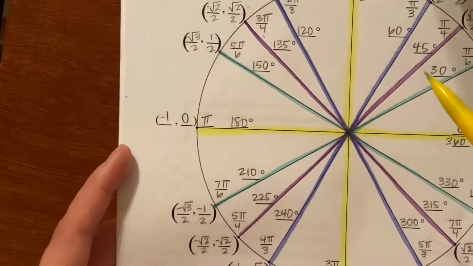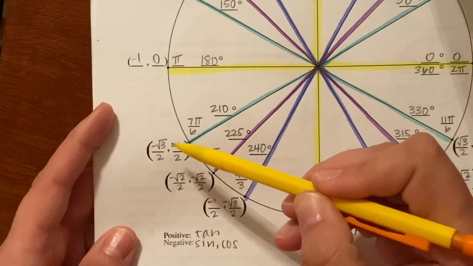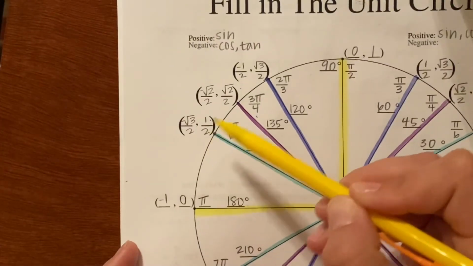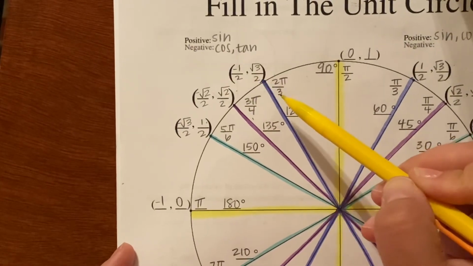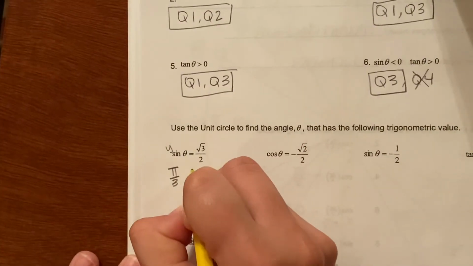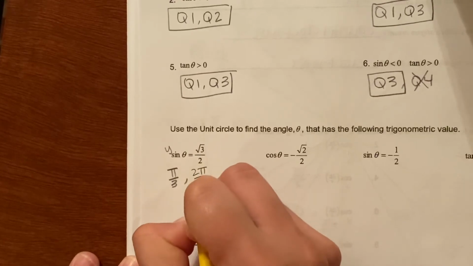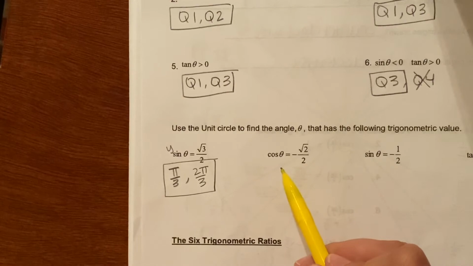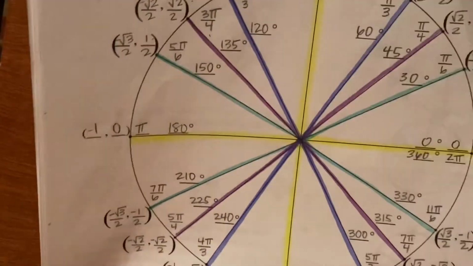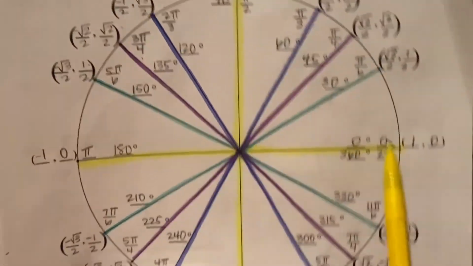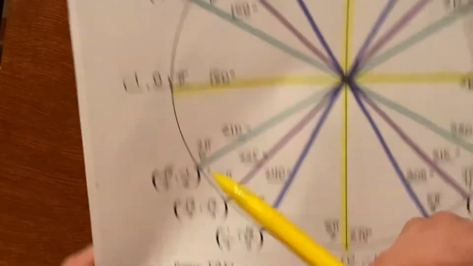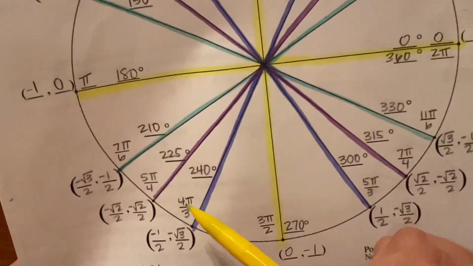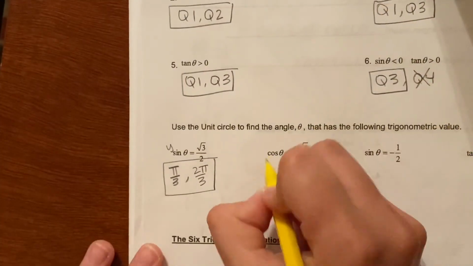This happens again somewhere. Where is the y value a positive root 3 over 2? Negative there, positive here. So also at 2 pi over 3. So I give you the coordinate, you're telling me the angle. So where is the cosine, the x value, a negative root 2 over 2? Well, you need it to be negative, so not on this side. So here and here. That is 3 pi over 4 and 5 pi over 4.